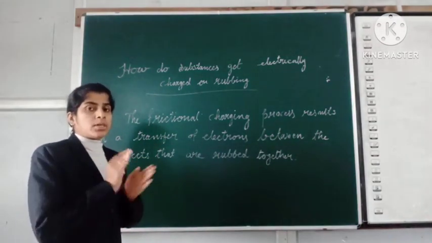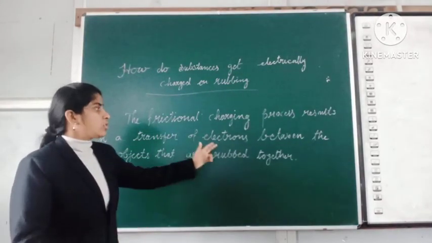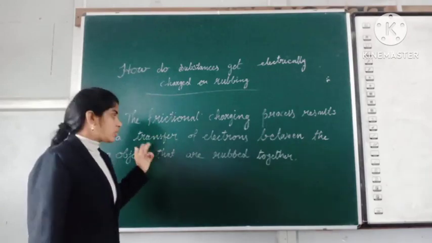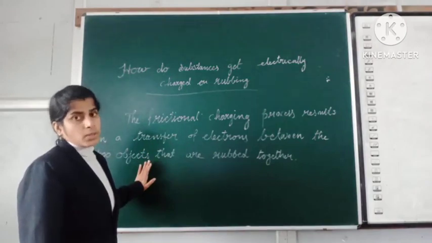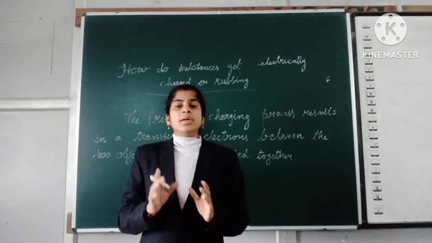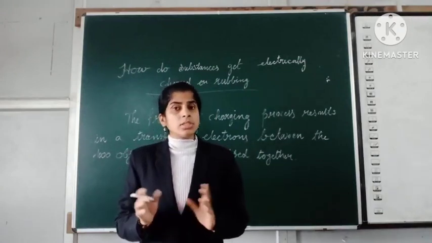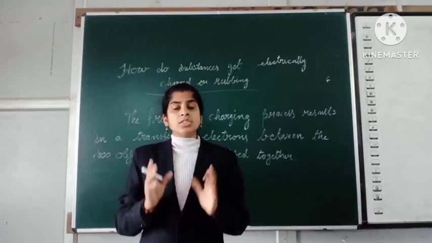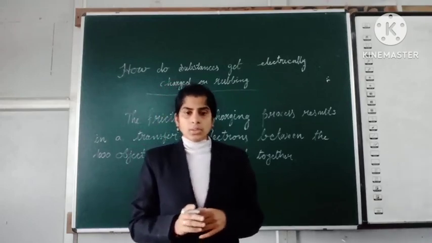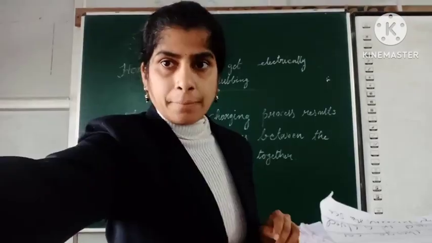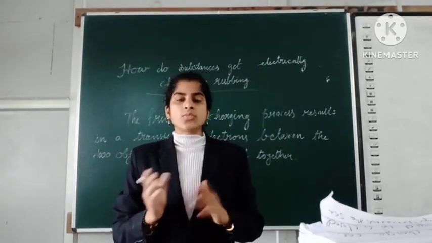So when two bodies rub together, what will happen? Because of the frictional charging, the electrons are transferred. For example, when we rub rubber with animal fur, both these bodies become electrified. Rubber has much greater attraction than animal fur. So this is an example. When two bodies are rubbed together, they transfer the charges.